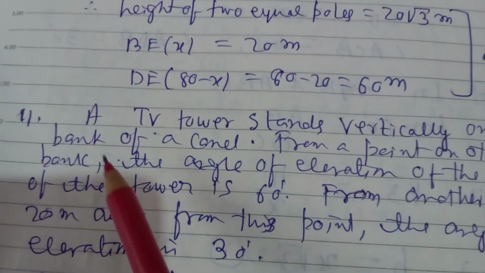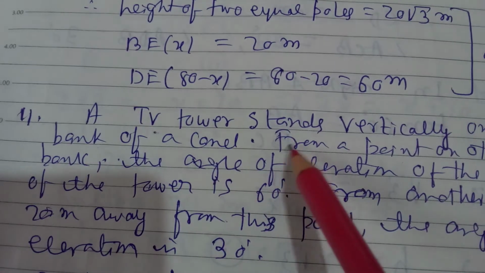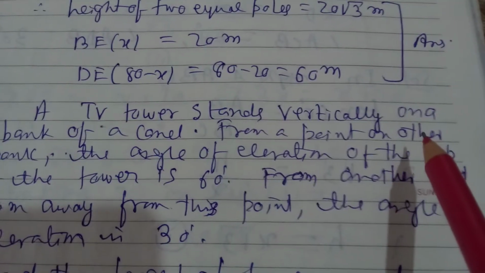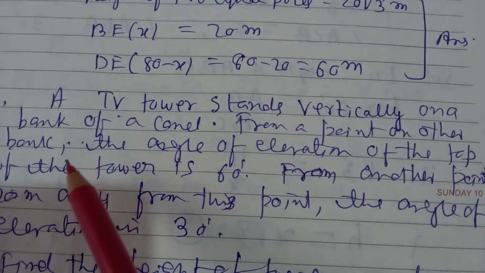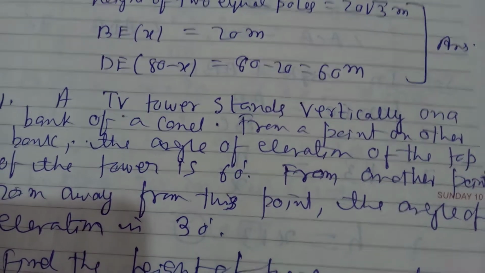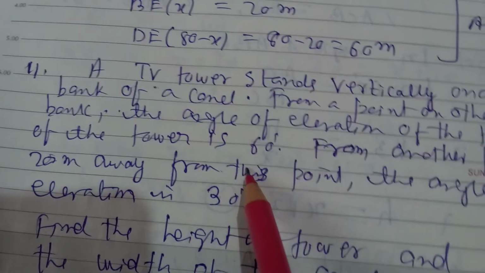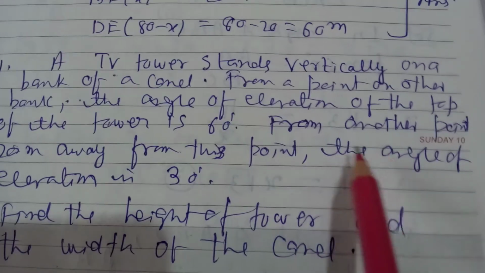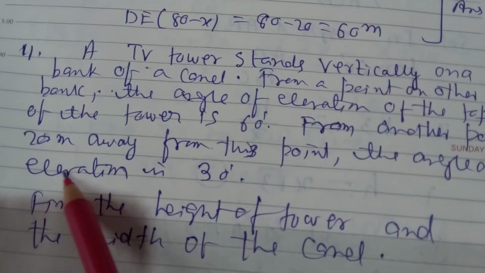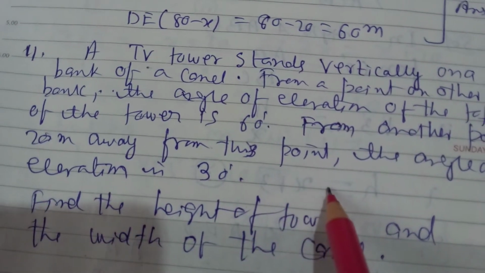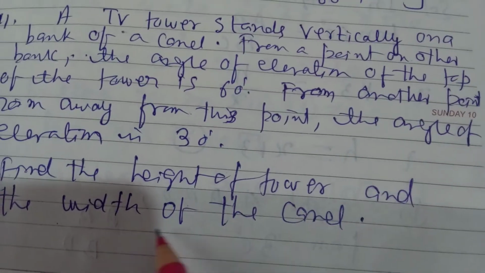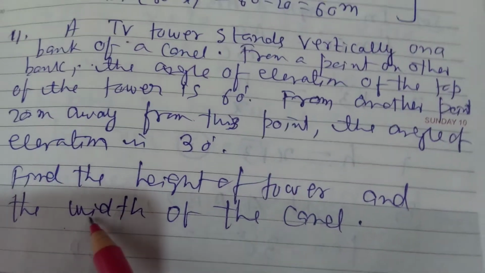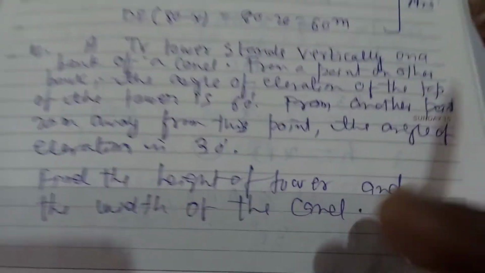Okay. Now next question. Listen to the question at first. A TV tower stands vertically on a bank of a canal. From a point on the other bank, the angle of elevation of the top of the tower is 60 degrees. From another point 20 meter away from this point, the angle of elevation is 30 degrees. Then find the height of the tower and the width of the canal.